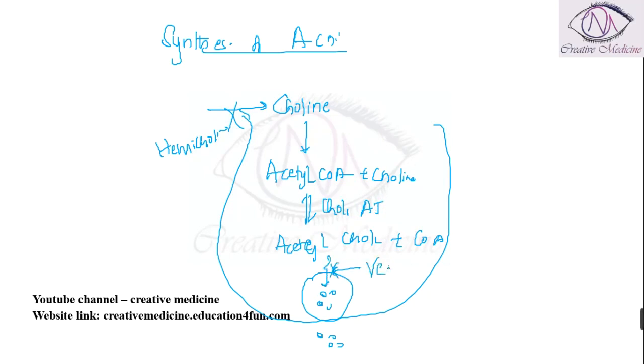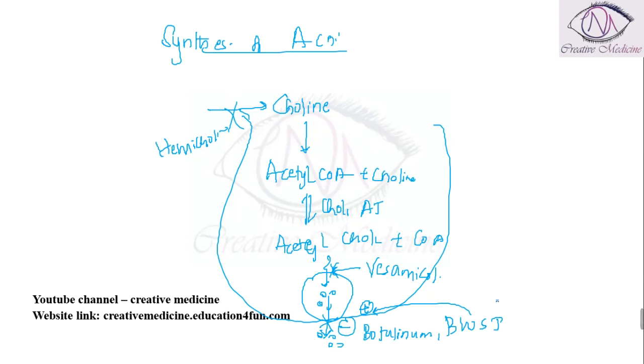is blocked by vesamicol. The two toxins will interfere with the release of cholinergic vesicles into the outside, and these two toxins are botulinum, which will inhibit the release, whereas black widow spider toxin will induce massive release and depletion.